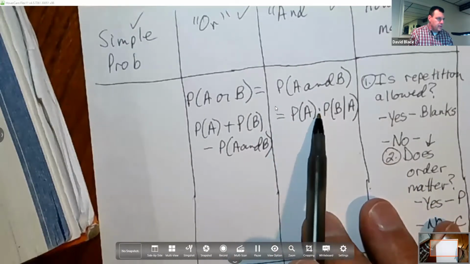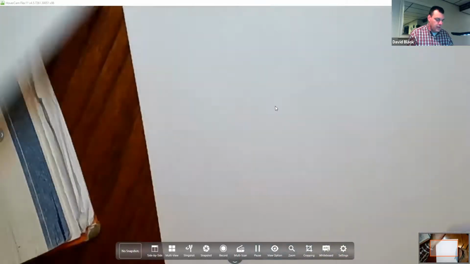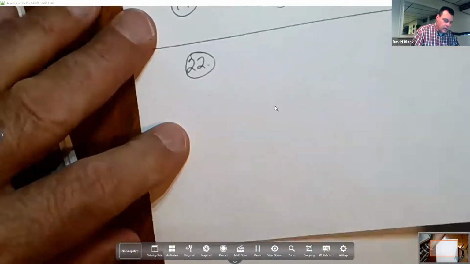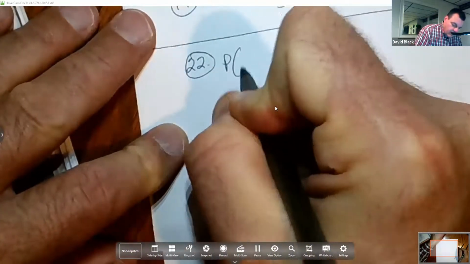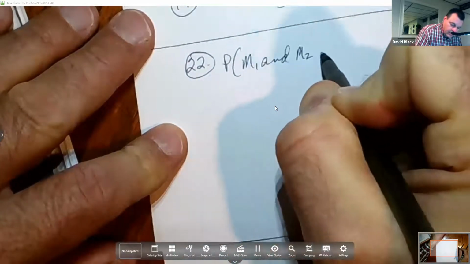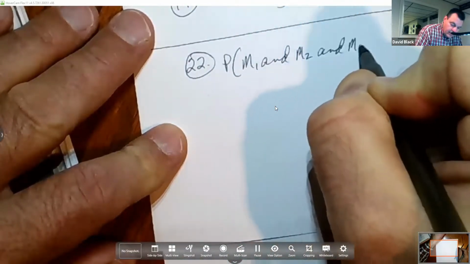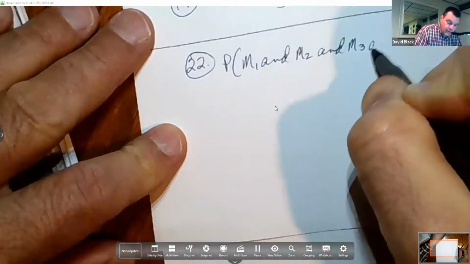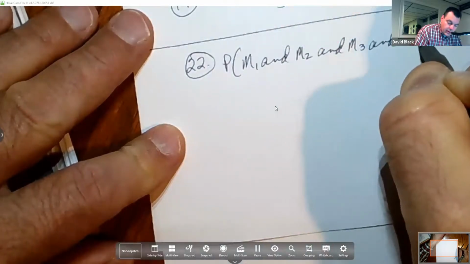So in other words, we would be looking for the probability that the first is a marijuana user and the second is a marijuana user and the third is a marijuana user, and the fourth is a marijuana user.